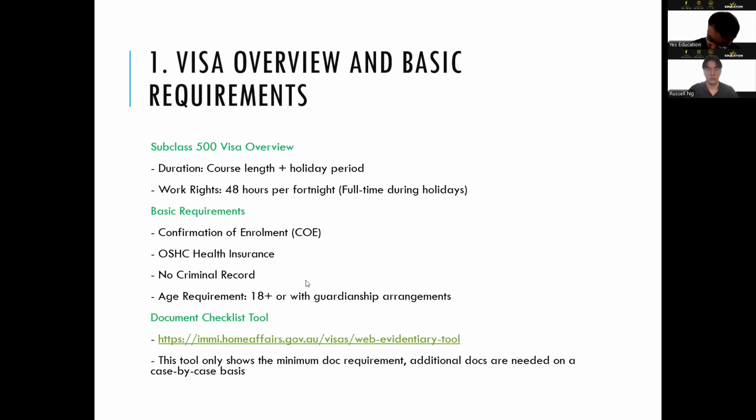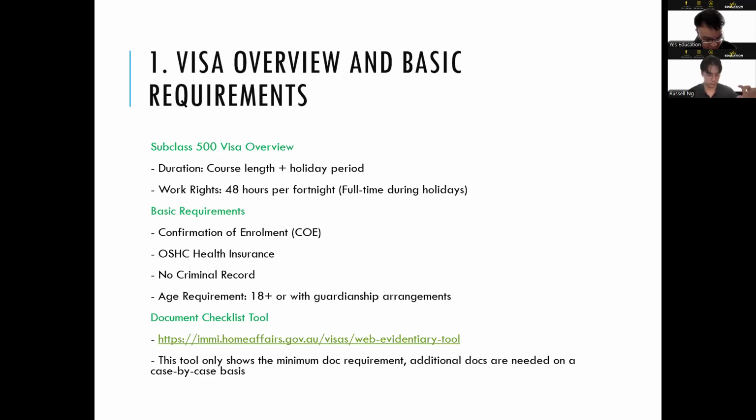It's just a requirement, but there's no requirement for students to submit any proof for that. You just need to fill in the form saying that you have no criminal record. And then there's the age requirement. The student visa usually comes for students aged over 18. For all students under 18, there need to be guardianship arrangements, or in other words, welfare arrangements.